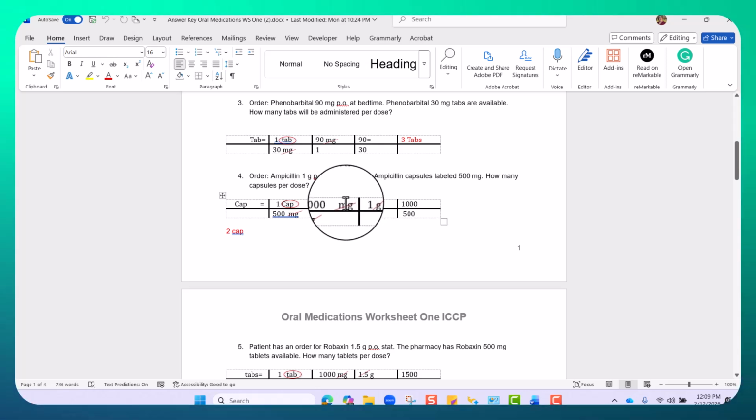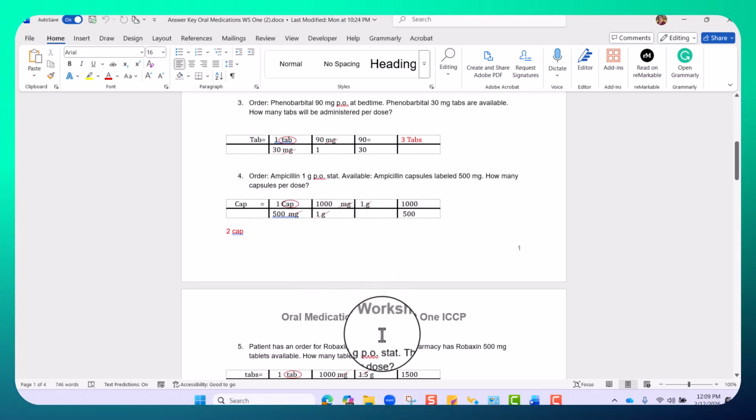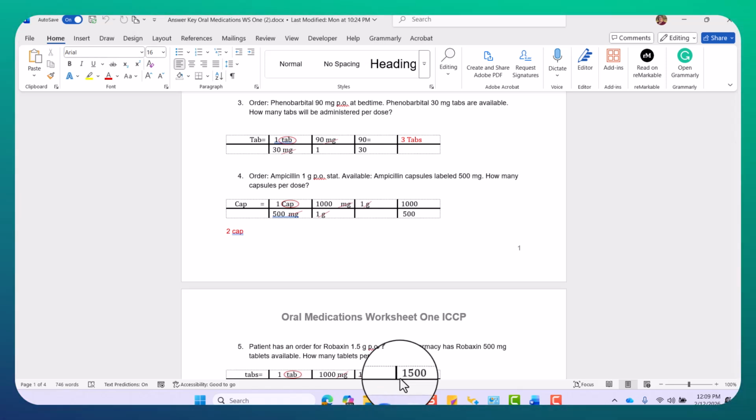And you see here how they have to cross out the units of measure. Anyway, I hope that's helpful. Thanks. I appreciate your assistance.